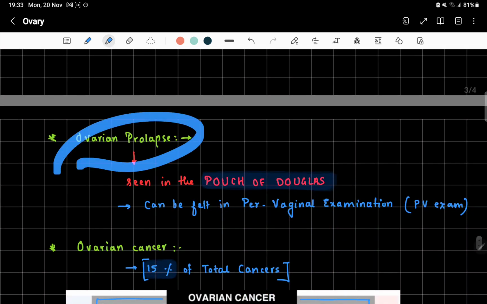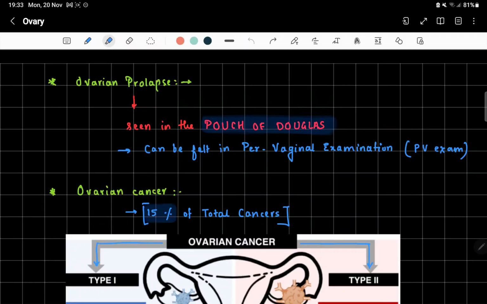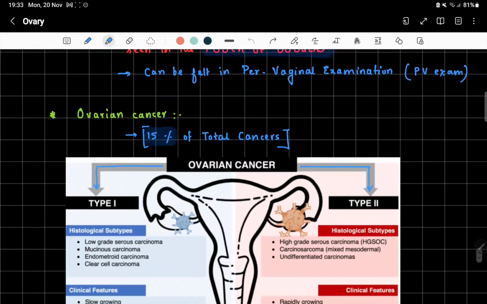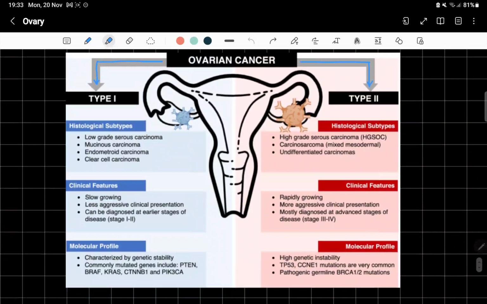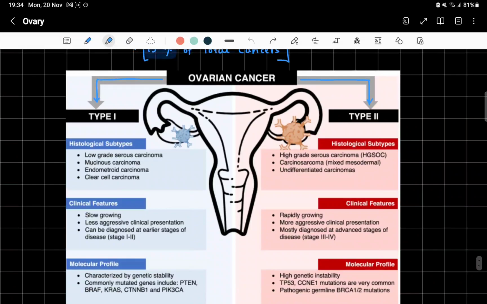Then ovarian prolapse. Ovarian prolapse is seen in the pouch of Douglas. Pouch of Douglas is a rectouterine pouch. It can be felt in the per vaginal examination, PV examination. And ovarian cancer constitutes 15% of total cancers. You have type 1 and type 2. We don't have to go into detail, you can read this if you want. You can take a screenshot. Done? Yes.